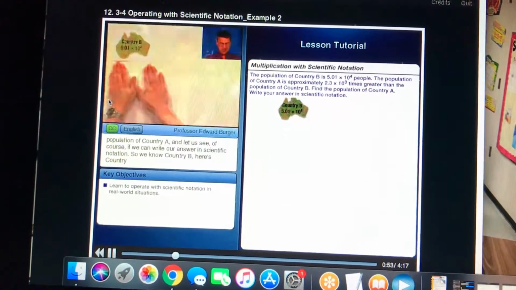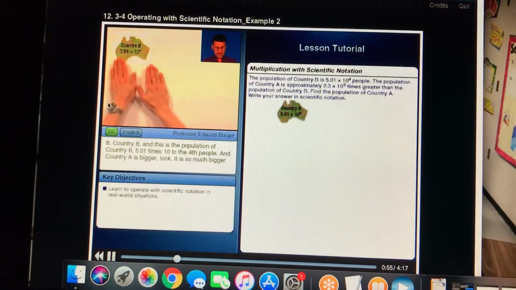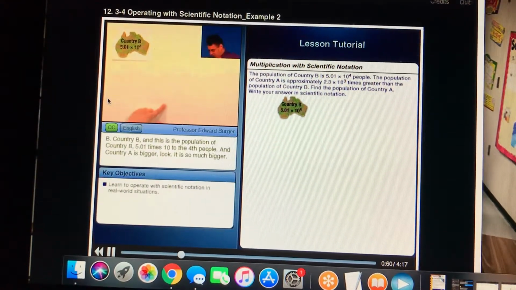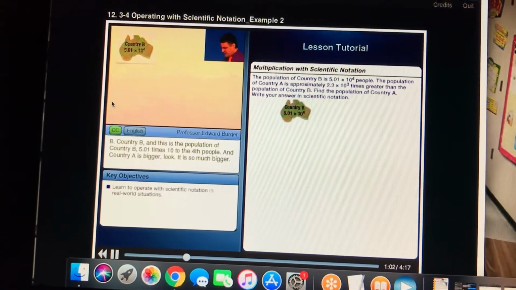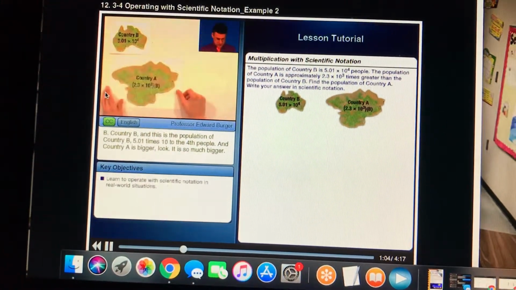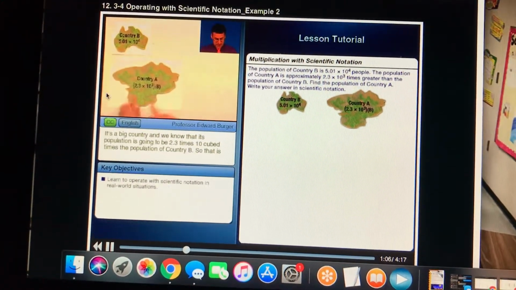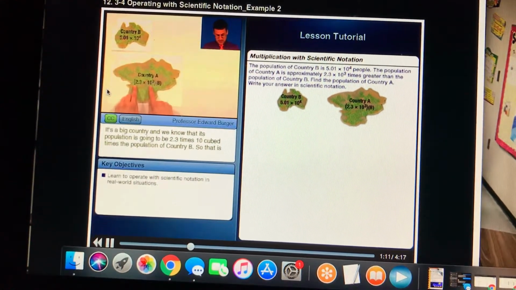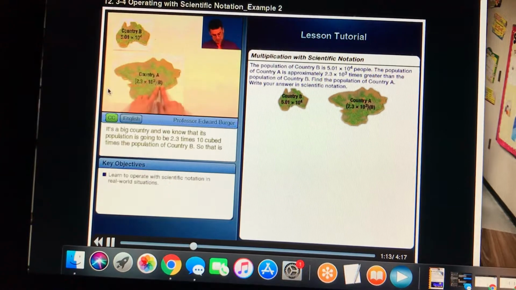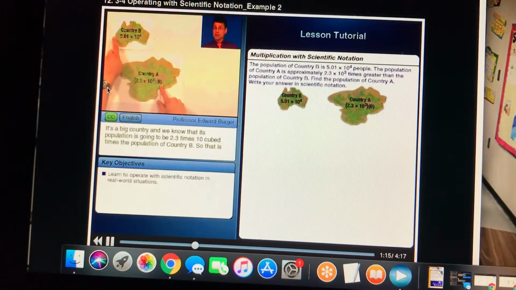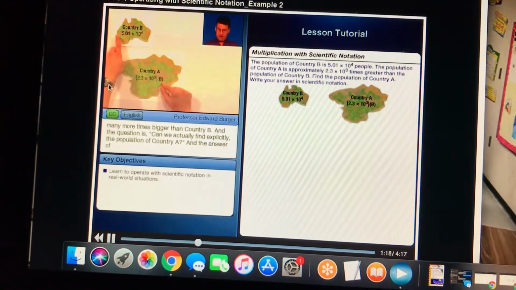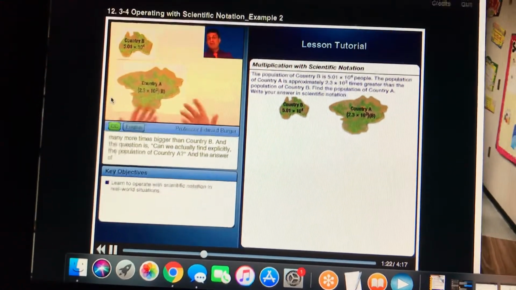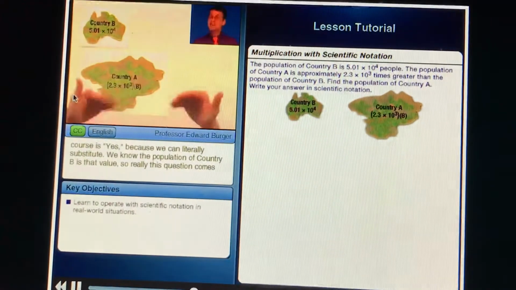So we know country B. Here's country B, and this is the population of country B, 5.01 times 10 to the fourth people. And country A is bigger. Look, it is so much bigger. It's a big country. And we know that its population is going to be 2.3 times 10 cubed times the population of country B. It's that many more times bigger than country B. The question is, can we actually find explicitly the population of country A? And the answer is yes, because we could literally substitute.